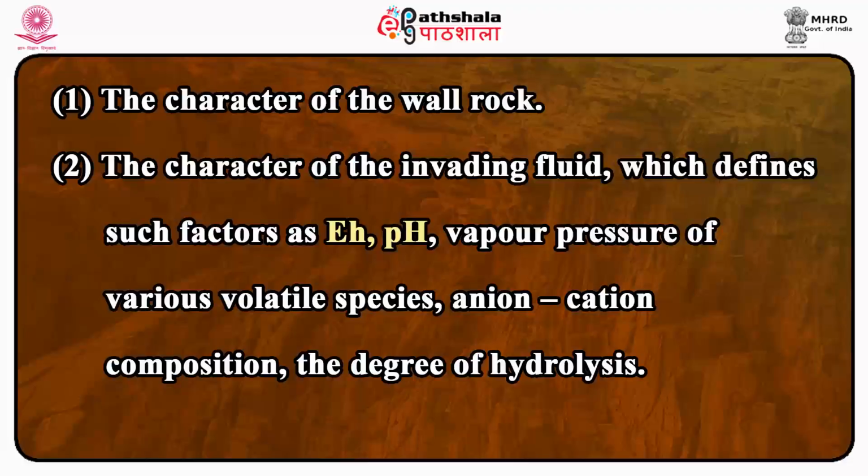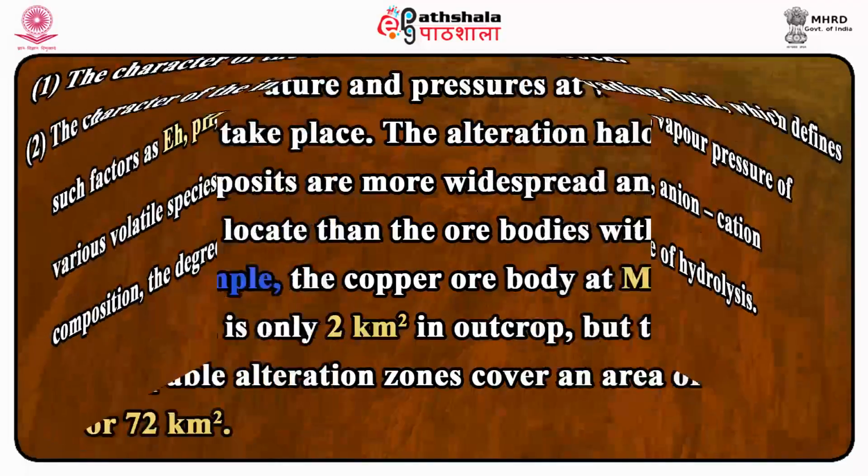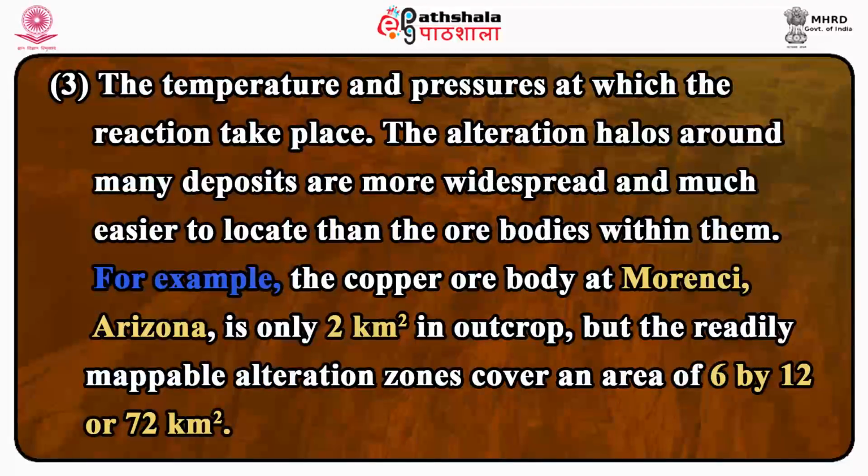Nature of the alteration products depends on number 1, the character of the wall rock, number 2, the character of the invading fluid, which defines such factors as Eh, pH, vapor pressure of various volatile species, anion, cation composition and the degree of hydrolysis, and number 3, the temperature and pressure at which the reaction takes place.